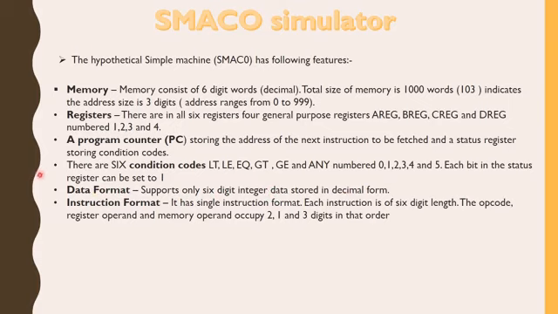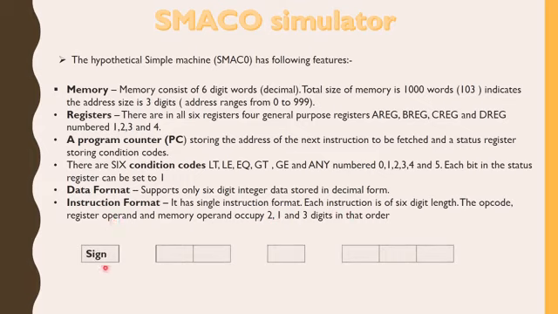Okay. Now comes the instruction set. How are the instructions to be written in the simulator? Basically, a simulator has a single instruction format. Each instruction will have a 6-digit length. First of all the opcode, then your register operand and your memory operand, and they will occupy 2, 1, and 3 digits respectively. How? Let's see.